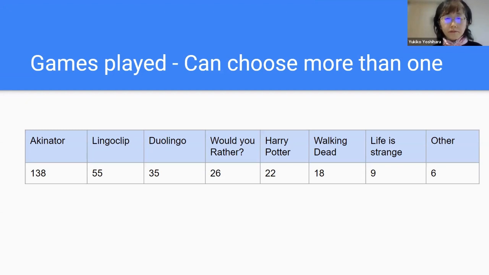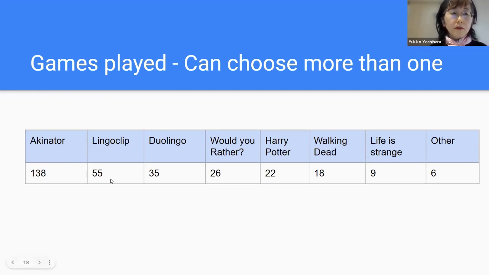The top 7 are listed in order, and there are 6 others. So Akinator was the top one. And one very big reason is because the students were already familiar with the game because it exists in Japanese. So they were familiar with that, and they just transitioned into using the game in English.